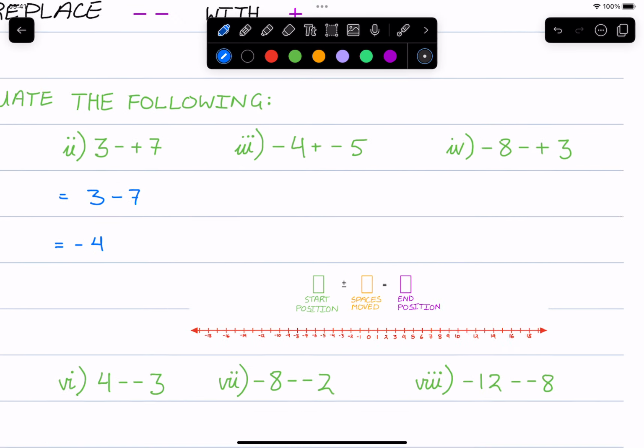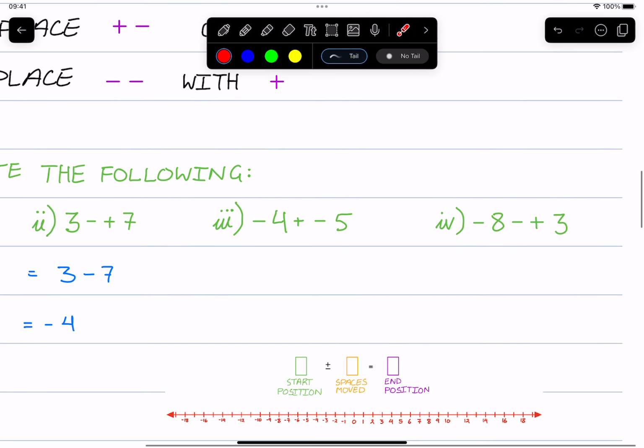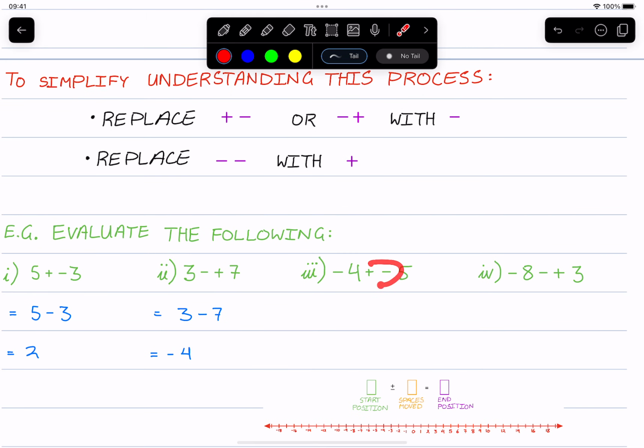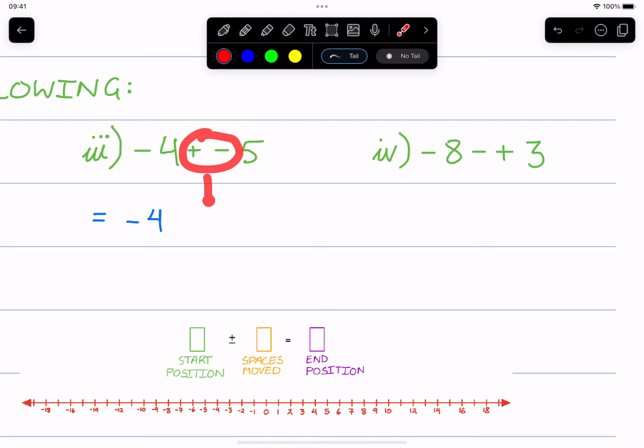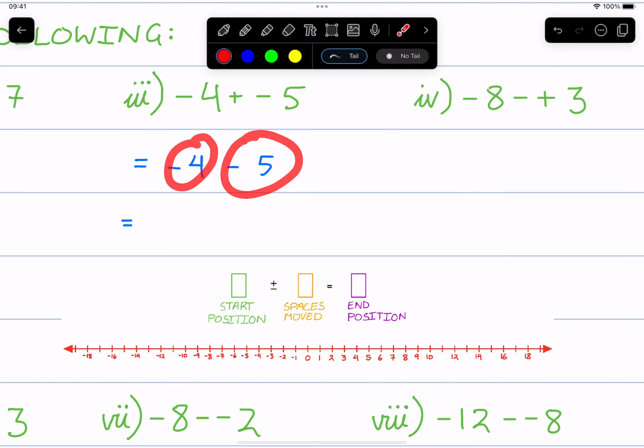Now you have to be very careful when we are replacing these symbols, because we're only going to replace this symbol with the minus. So it's just this symbol. Here's what I mean. The negative 4 remains negative, but these two symbols become a minus, and the 5 stays where it is. So negative 4 minus 5. So negative 4, 5 spaces, we get negative 9.